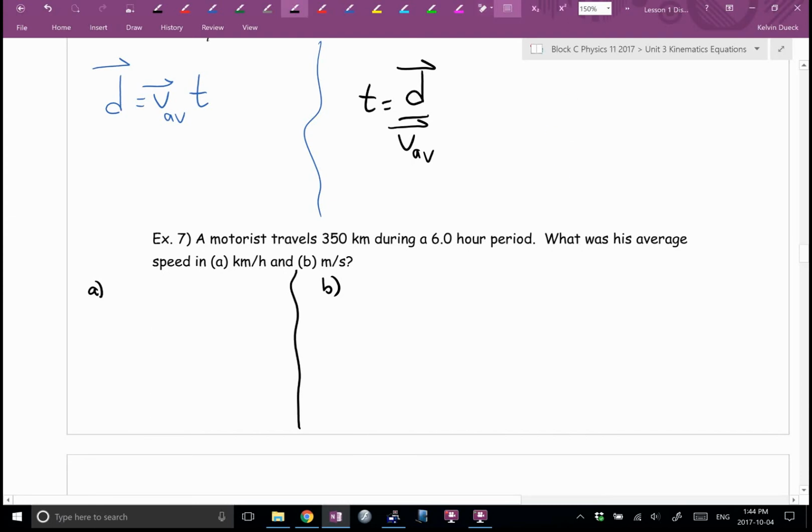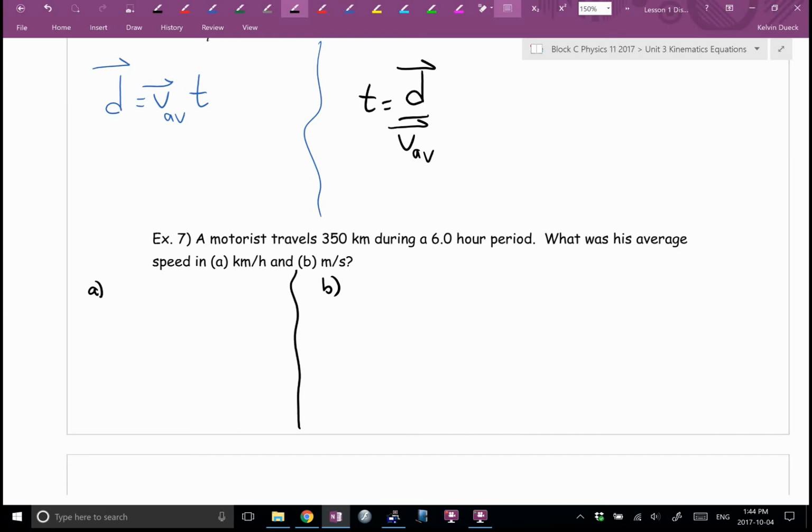But here's what I mean by that. I always start out by asking, what are they asking me to find? So part A, what are they asking me to find? I know it says in kilometers per hour, so we'll have to read back a bit further. What's this question asking me to find?